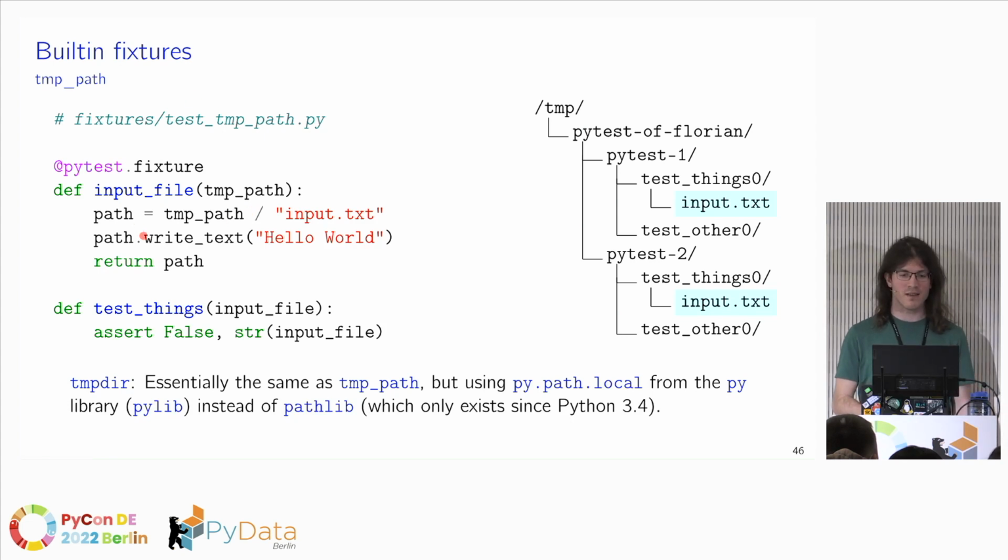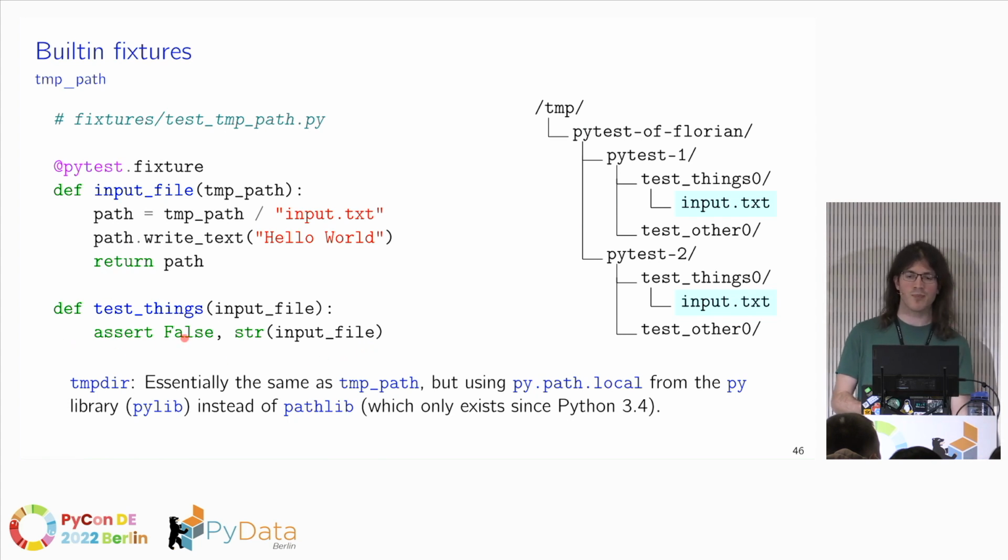So this would generate a new path representing this input.txt. And then we can call write text on it to write some text into the file without having to take care of opening and closing it. And then we return this path so that the test can do things with it. Here we just call assert false. And when we have an assertion, we can use a comma to add additional information, which will get printed by PyTest when the test fails. So here we use this to output the file path to the terminal.